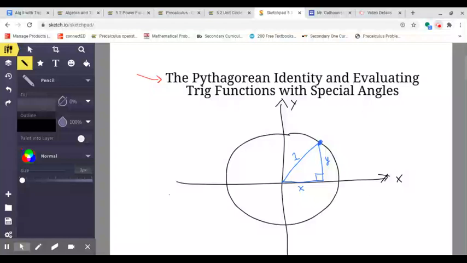Hey guys, welcome back. The first thing that we're going to talk about in this lecture is the Pythagorean identity.